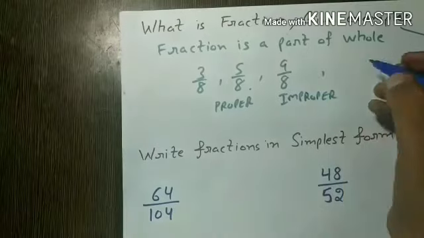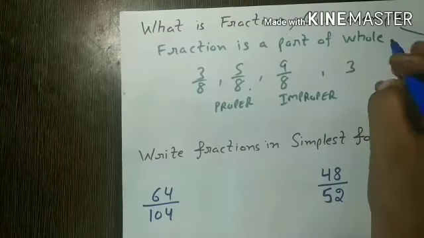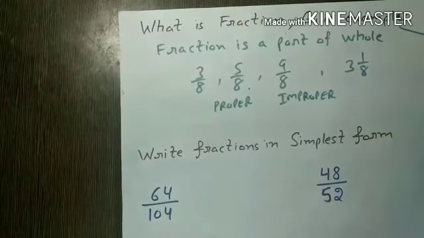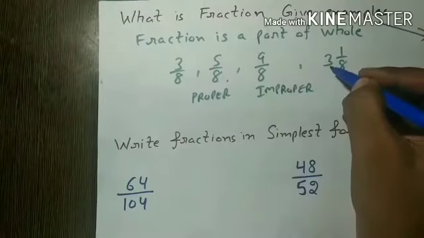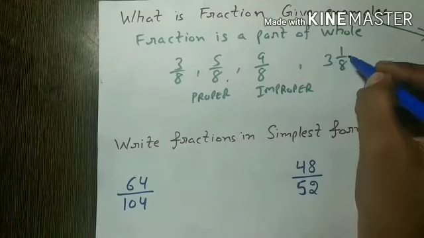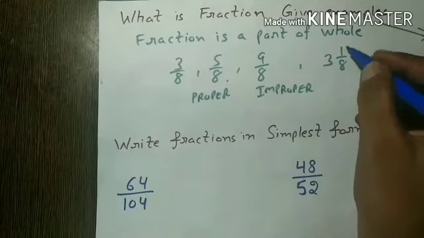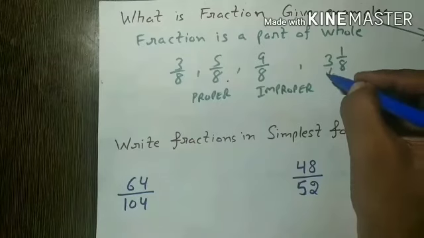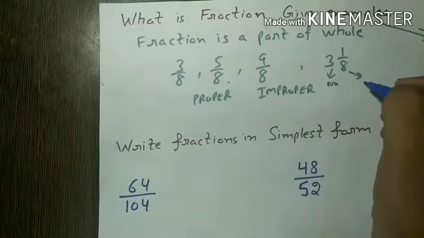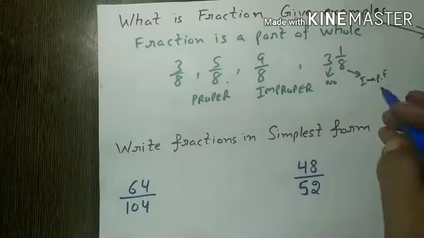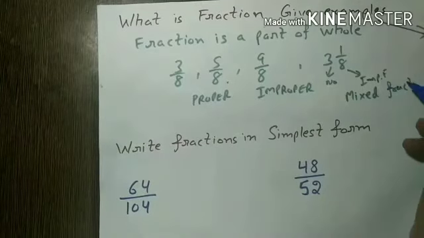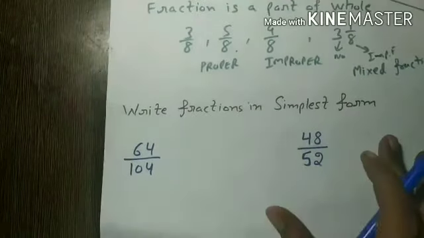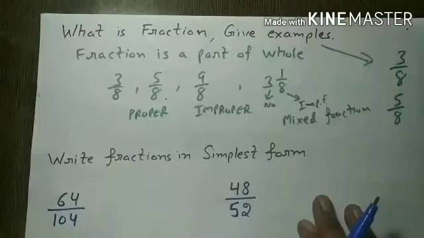And sometimes such fractions are written like this also. In this fraction there is a complete natural number and one proper fraction. Here you will see 3 is a number, and this is a fraction. So this is called the mixed fraction. So student, do you understand what I have explained here?